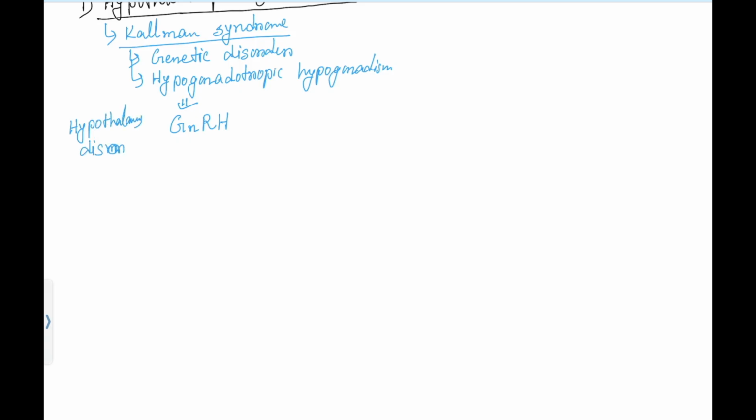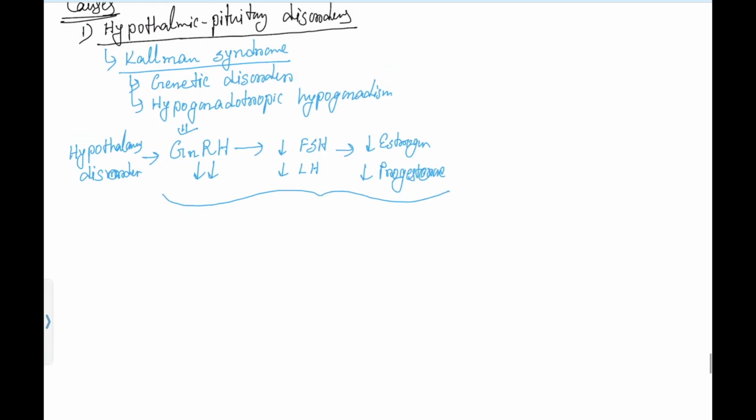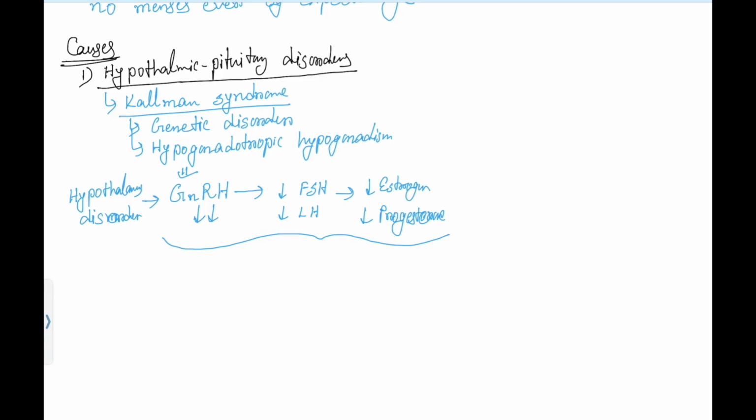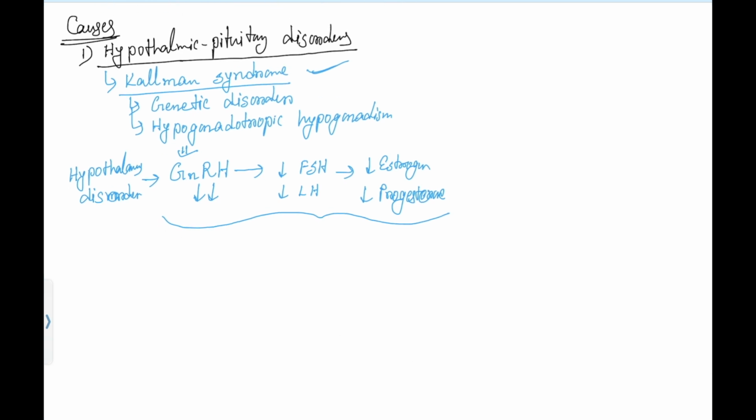If there is a hypothalamus disorder, then it will secrete less amount of gonadotropin releasing hormone. If the gonadotropin releasing hormone is less, then the pituitary will release less amount of FSH and less amount of LH. If this FSH and LH secretion is less, then the ovary will release less amount of estrogen and less amount of progesterone. And these two hormones, as you know, are the main hormones regulating the menstrual cycle. So if all are in less amount, then there will be amenorrhea, meaning absence of menstruation. In which condition do we see this primary amenorrhea? In Kallman syndrome, if there is a hypothalamic pituitary disorder.